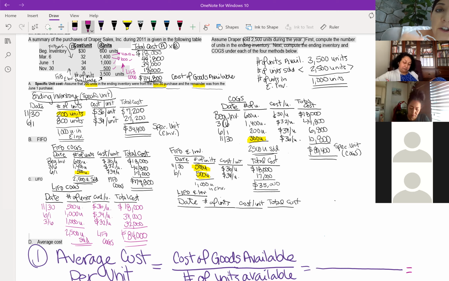For LIFO ending inventory, we're going to start with the oldest items in inventory because that's what's left over. All 600 units from beginning inventory are left over at a low cost of $30 per unit. So $18,000 is sitting in ending inventory.